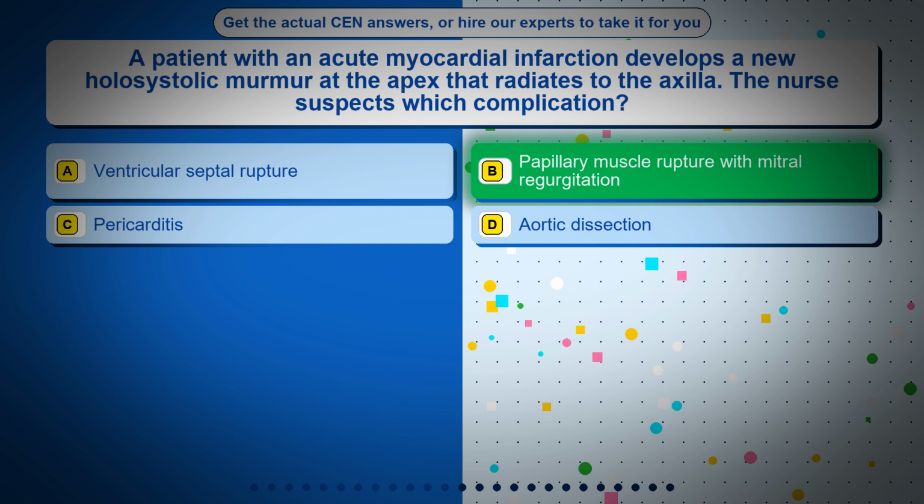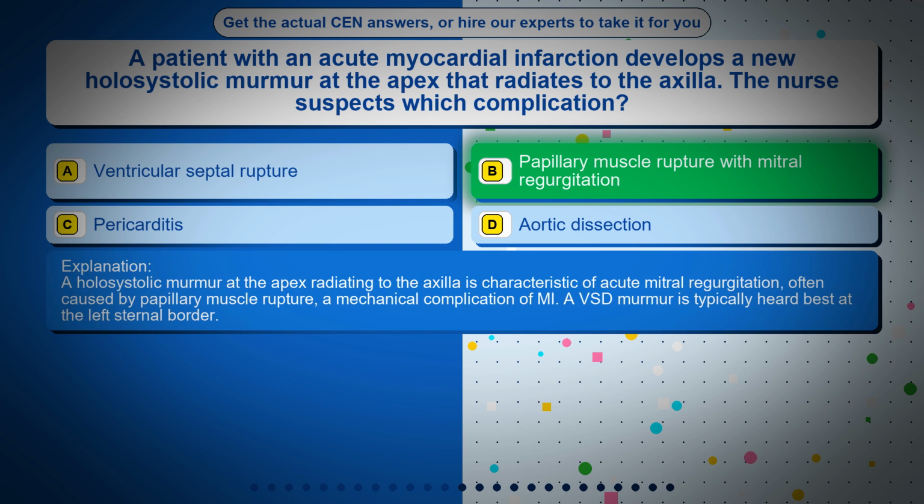Papillary muscle rupture with mitral regurgitation. A holosystolic murmur at the apex radiating to the axilla is characteristic of acute mitral regurgitation, often caused by papillary muscle rupture, a mechanical complication of MI.